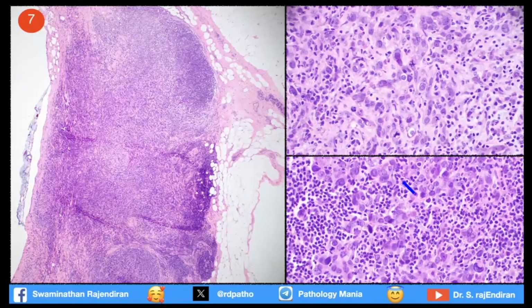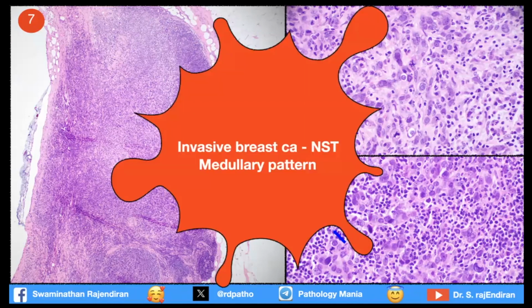Coming to case number 7, you can see lymphoid infiltrate. High power shows a lot of atypical cells. You can see one atypical mitosis. Again, a lot of lymphoid cells. Remember, this type of tumors we have to do PD1 and PDL1. And this is very classic of what we used to call medullary carcinoma. So this is an invasive breast carcinoma NST with a medullary pattern.